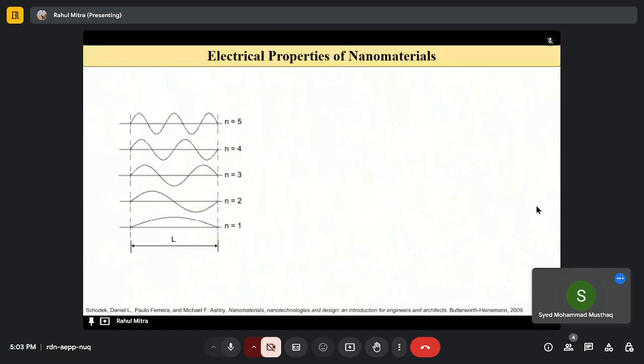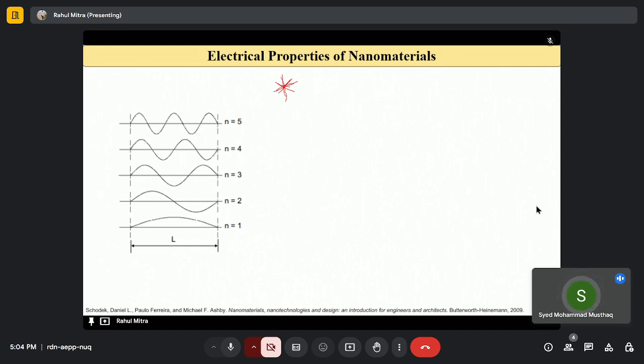Now coming to the quantum confinement. For now we know what the density of states is, so moving on to the quantum confinement. If we have a quantum confinement in any dimension, how are we going to assign the energy values for the electrons? For that there is a simple way.